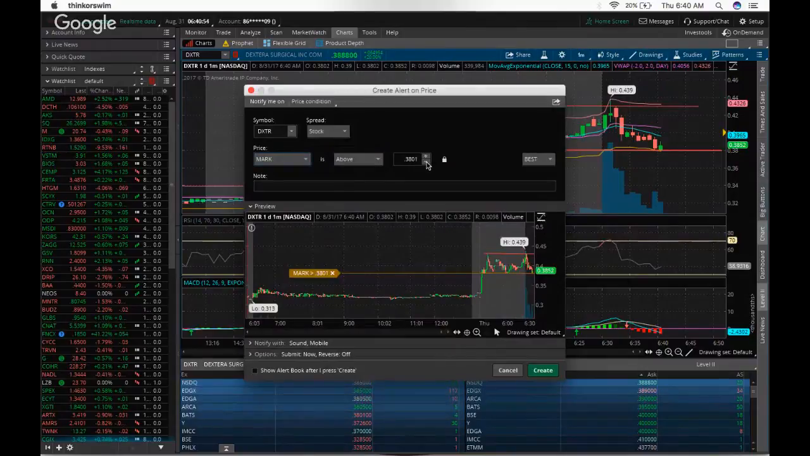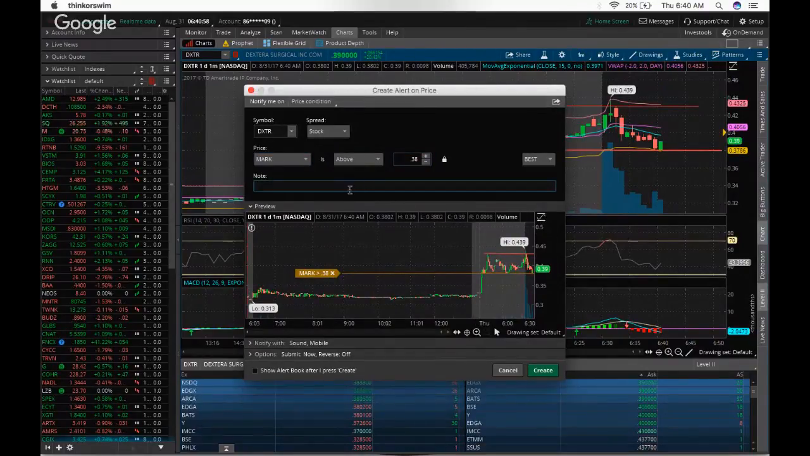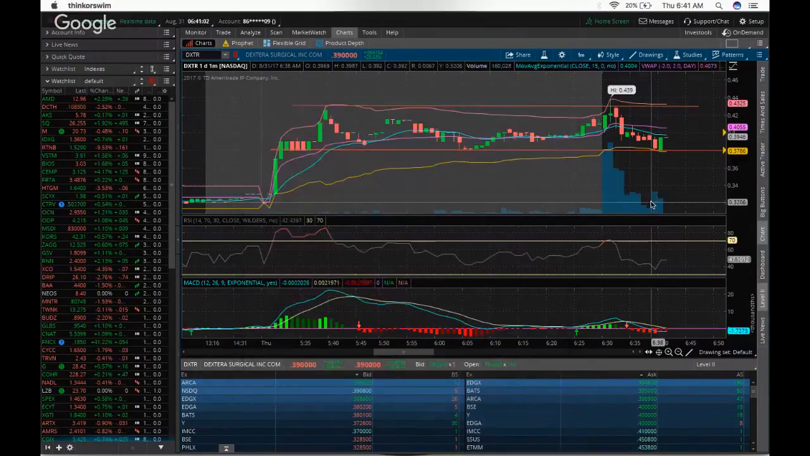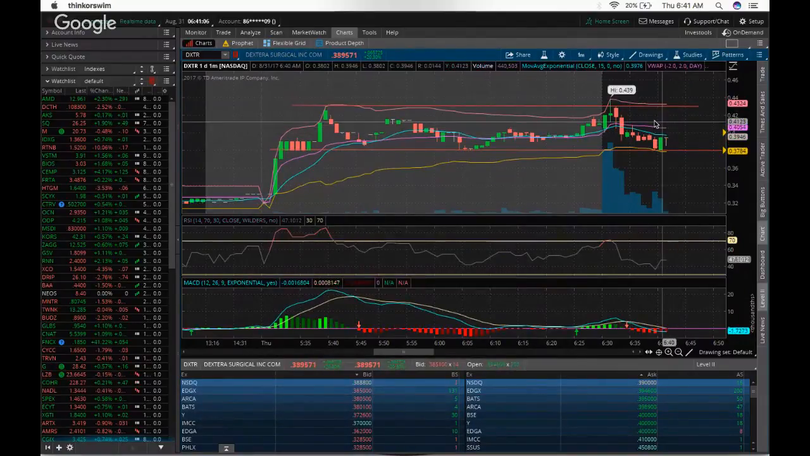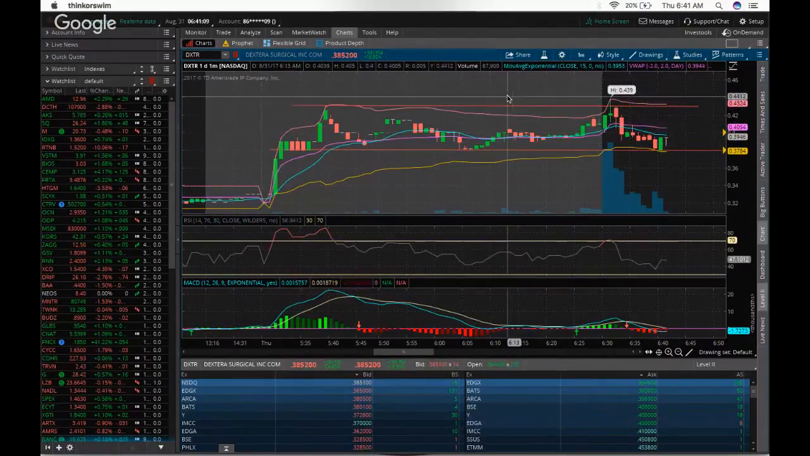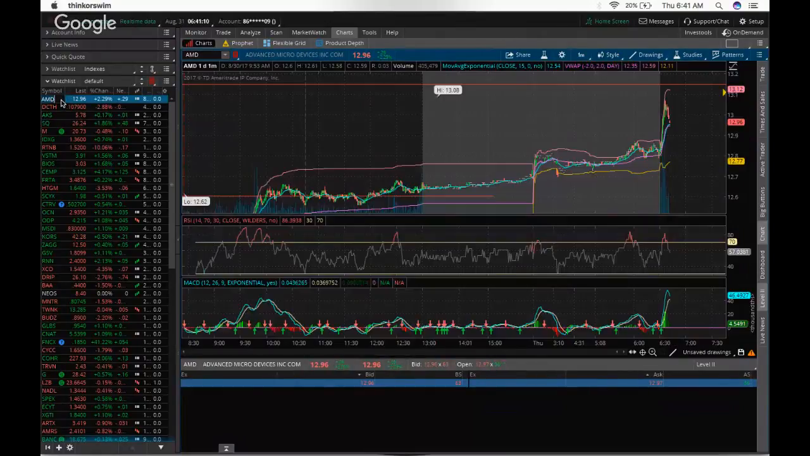So I'm going to simply set my alert and see if it goes below. We just went above 39. So there it goes. Nope, just dropped below again. I'm going to let it do its thing and just follow up with another set of stocks.